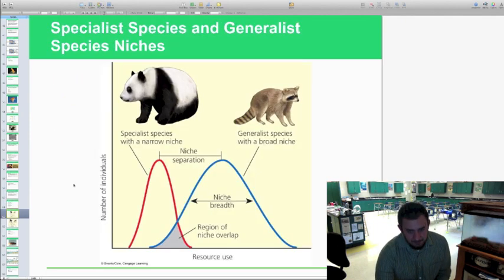Some examples are these guys. The panda. Very, very narrow niche, very specific. It obviously eats only bamboo. It only lives in one type of habitat. It's very, very specific for what it does.